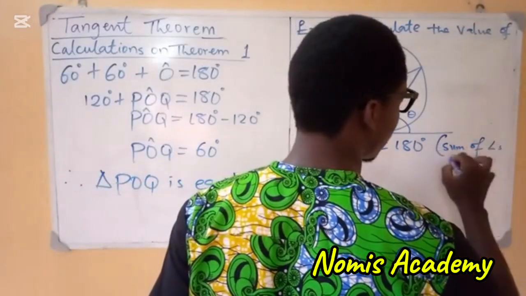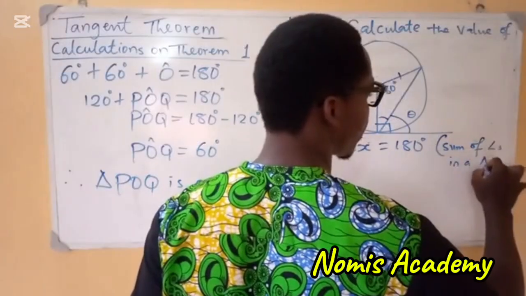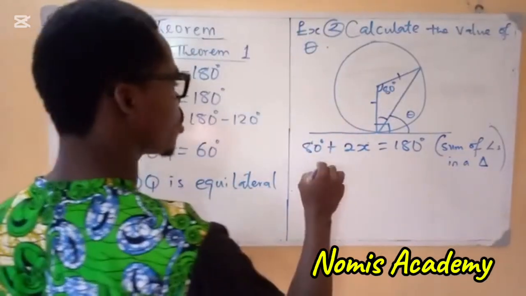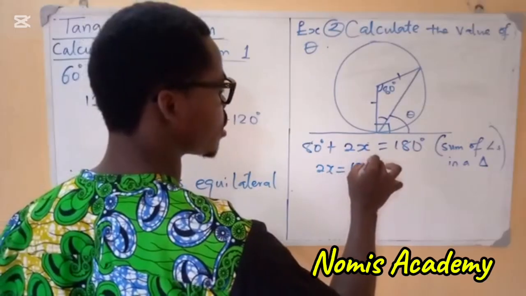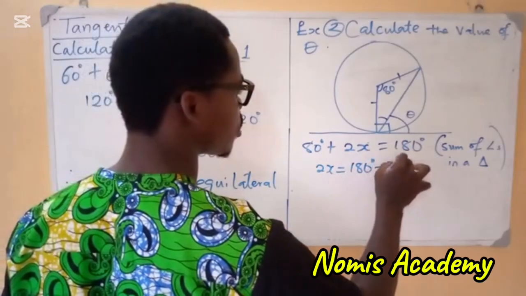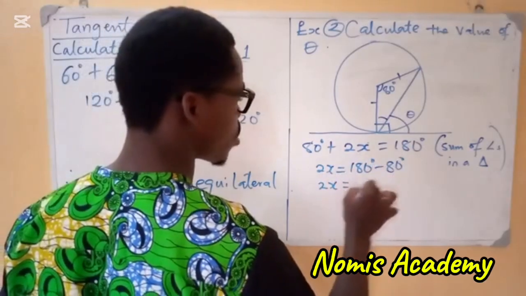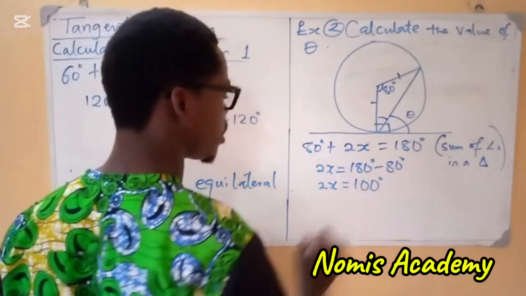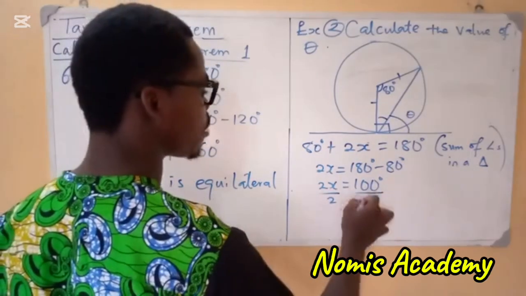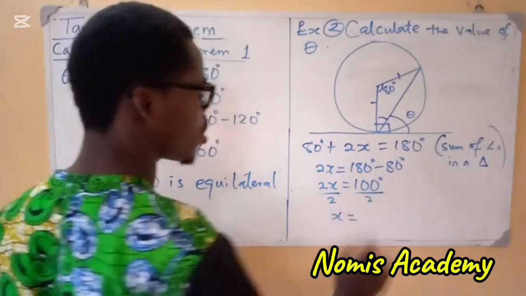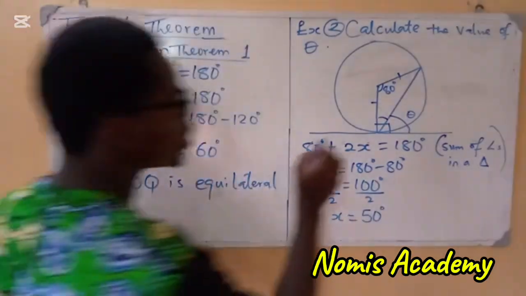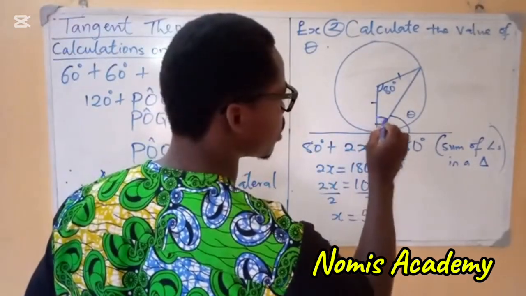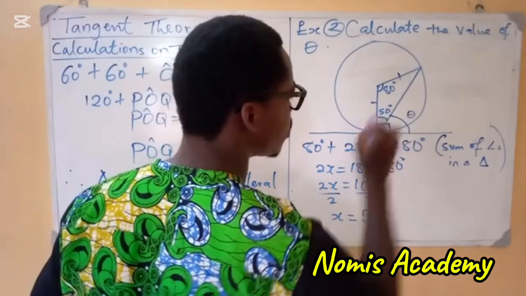That's the sum of angles in a triangle. So 2x is equal to 180 degrees minus 80 degrees. 2x is equal to 100 degrees. Divide both sides by 2. x is equal to 50 degrees. So it then means that this particular angle is 50 degrees.